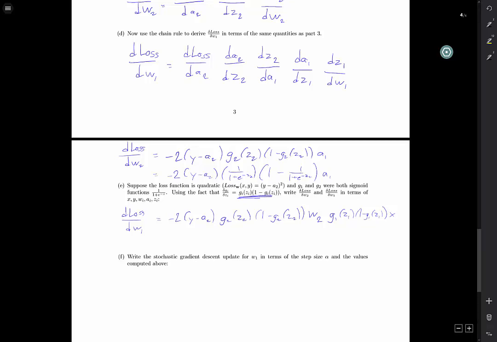So we can fill these in. Remember that G2 is a sigmoid and G1 is a sigmoid, and we have that value right there. So we're able to calculate both d loss dw2 and d loss dw1.